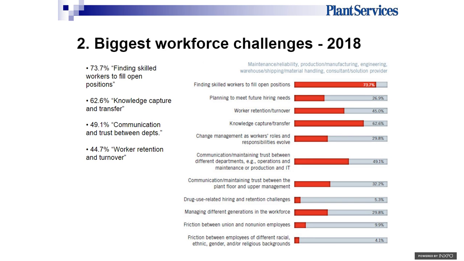Some of the highlights here is that of less concern were things such as drug use-related hiring challenges, friction between union and non-union employees, friction of any kind, really, between employees of different racial and ethnic religious backgrounds. It was interesting to see the communication is still an important issue for people, but that didn't drop a whole lot. And change management, I think we at Plant Services thought that change management would be more of an issue that everyone would mention as a challenge at their workplace.